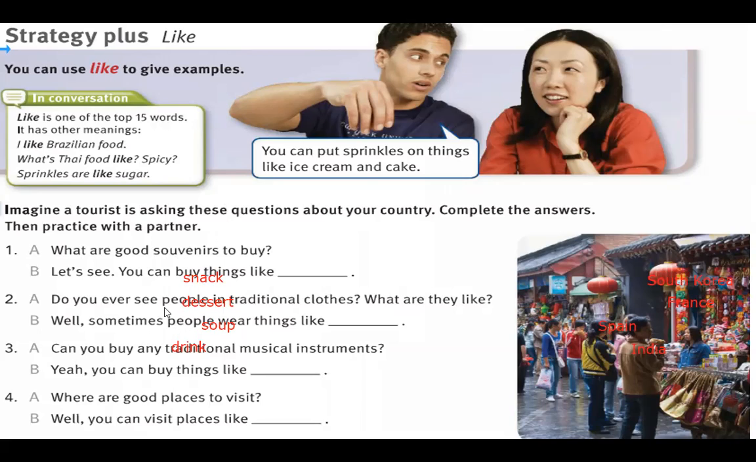All right, imagine a tourist is asking these questions about your country. Complete the answers, then practice with a partner. Okay, let's do it.